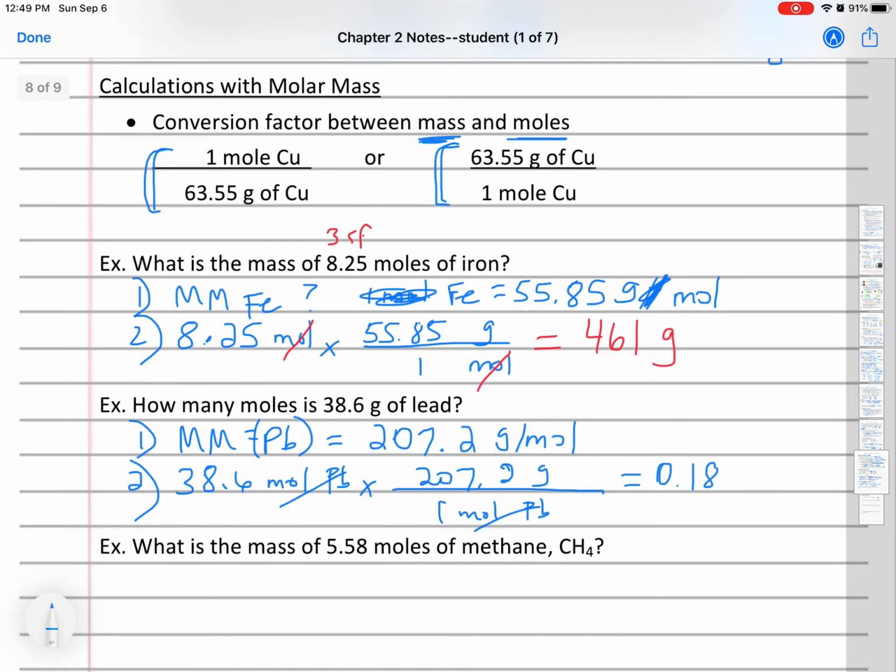That's too messy. 0.186 grams of lead. Okay.